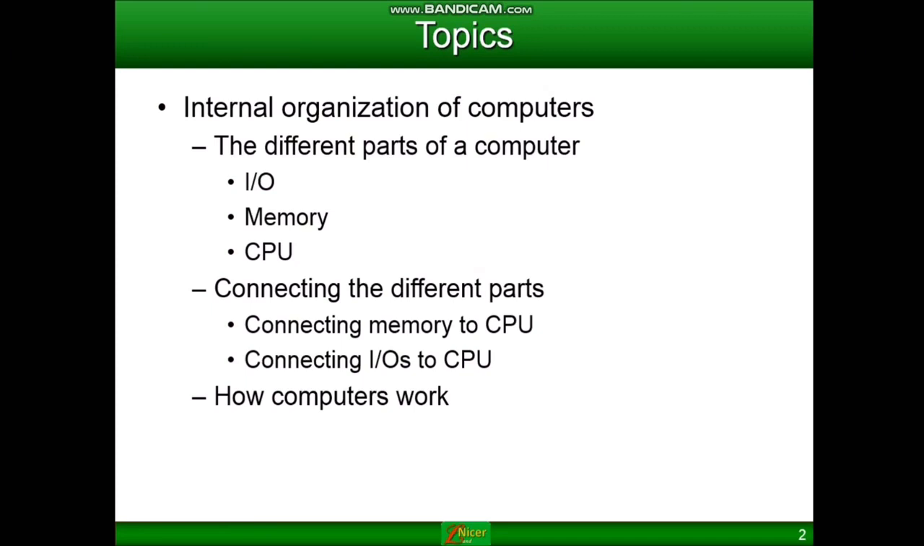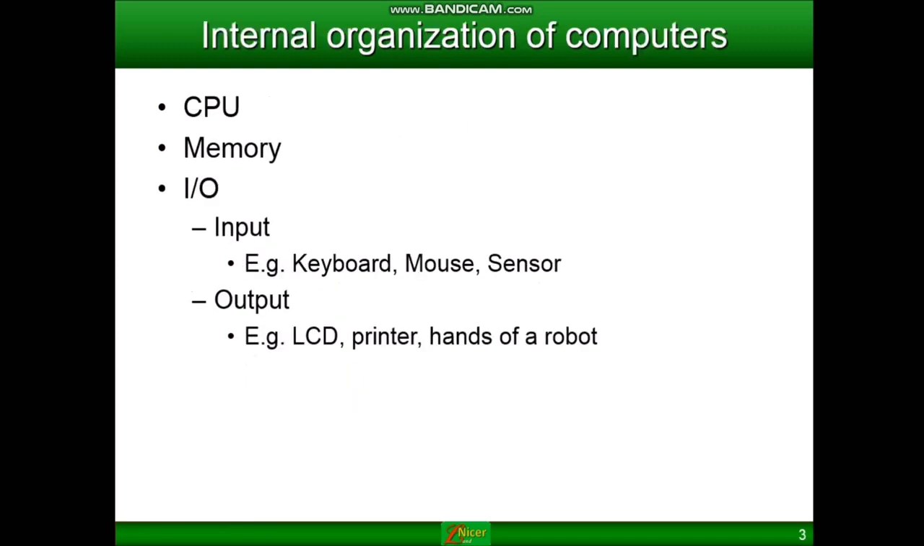CPU is abbreviated as Central Processing Unit. Now coming to next, connecting the different parts, connecting memory to CPU, connecting input output to CPU, and how computers work. These are the three main basic topics we are going to discuss. First comes the internal organization of a computer, the internal parts that a computer has. These are the central processing unit, memory, and input output.